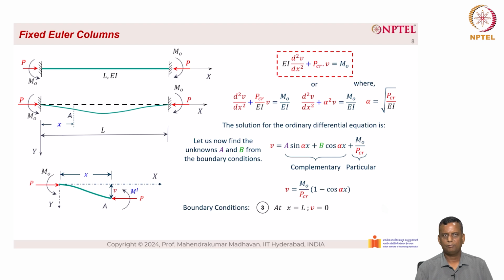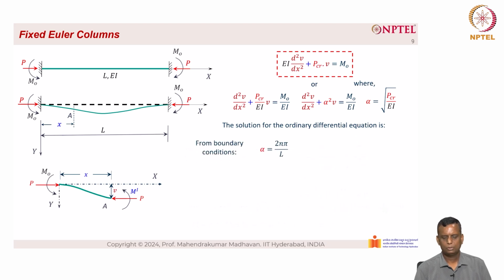At x equal to L, which is at the end of the column, v equal to 0, which means that the lateral displacement is 0. So we have m naught by p critical into 1 minus cos alpha L is equal to 0. Here, m naught by p critical cannot be 0 because it represents the load, the external load p critical as well as the external moment m naught. Therefore, 1 minus cos alpha L should be equal to 0, which means that cos alpha L equal to 1, which indicates alpha L should be 2 pi because cos is 1 at 2 pi. So we have alpha equal to 2n pi by L. So from the boundary conditions, we have alpha equal to 2n pi by L.